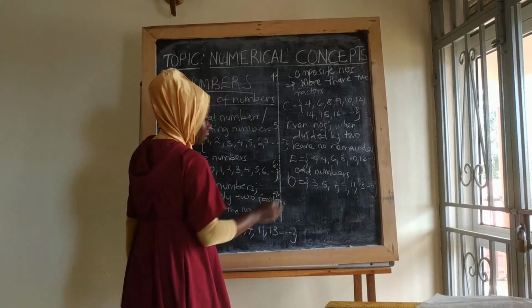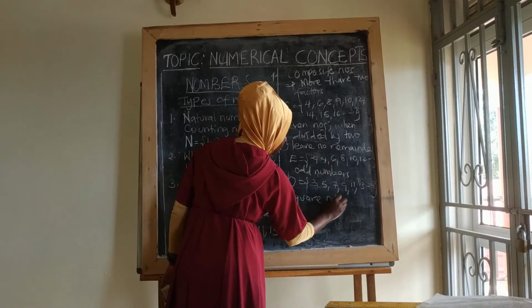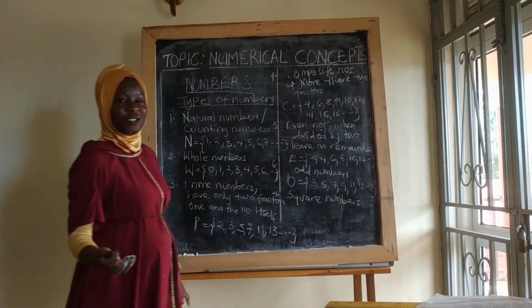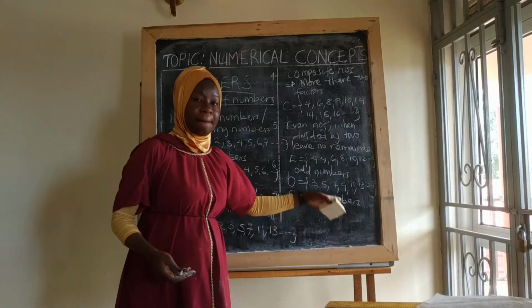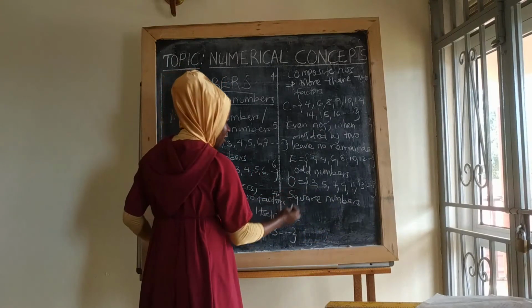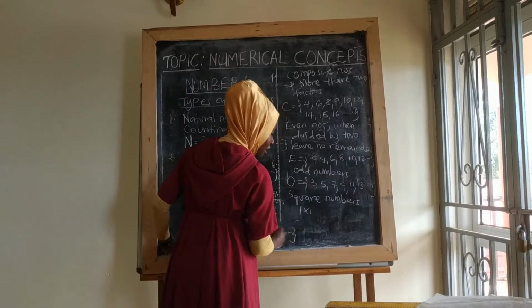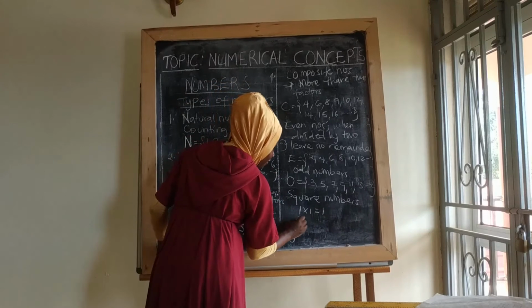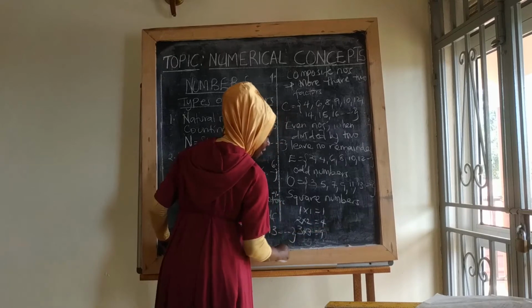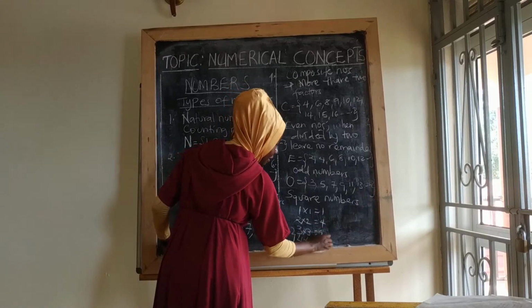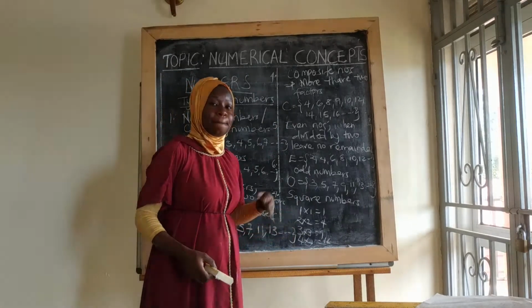Number 7 will be square numbers. If someone tells you to square a number, what do you do? Square numbers are gotten by multiplying a number by itself. For example, if I have a natural number like 1, to get the square of 1, I simply have 1 times 1, and my answer is 1. Here we have 2 times 2, 4. 3 times 3, my answer is 9. 4 times 4, my answer is 16. We simply get the square numbers by multiplying a number by itself.